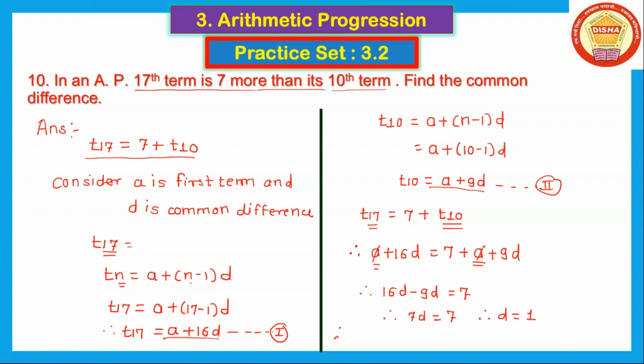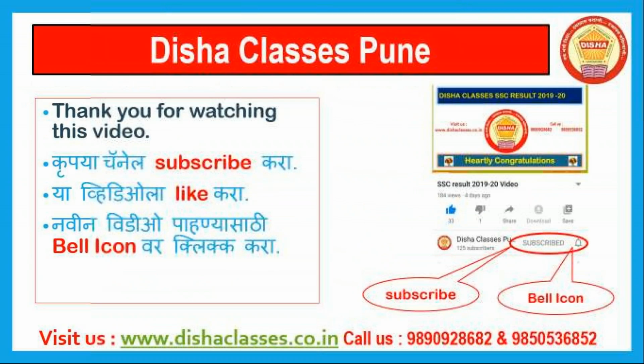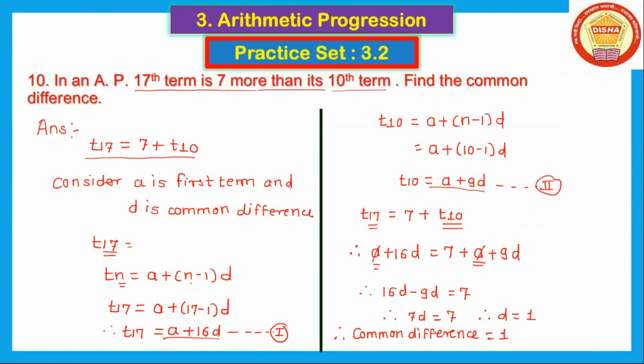So below that we write here common difference is equal to 1. Common difference is equal to 1. Now here we completed practice set 3.2.